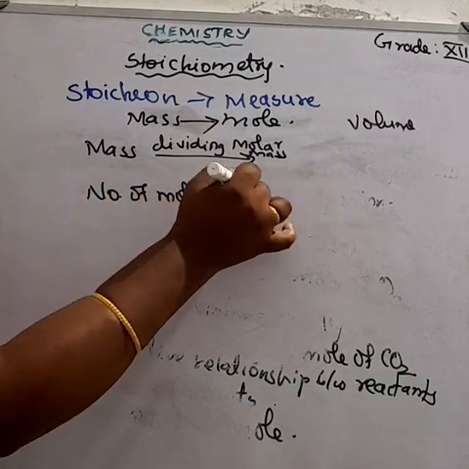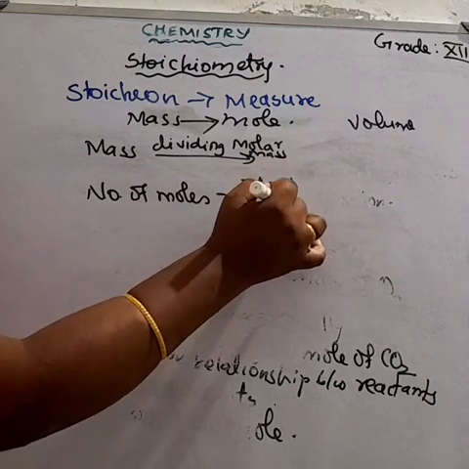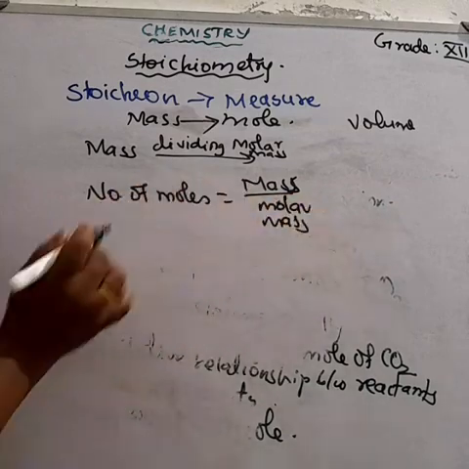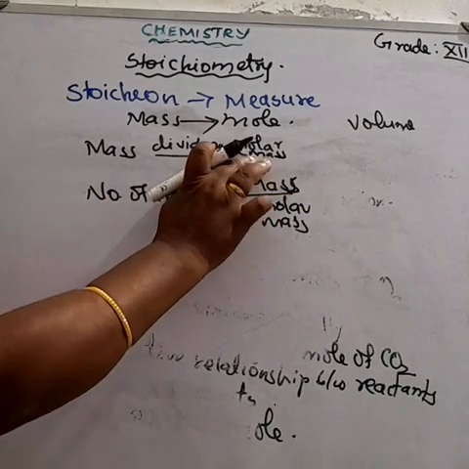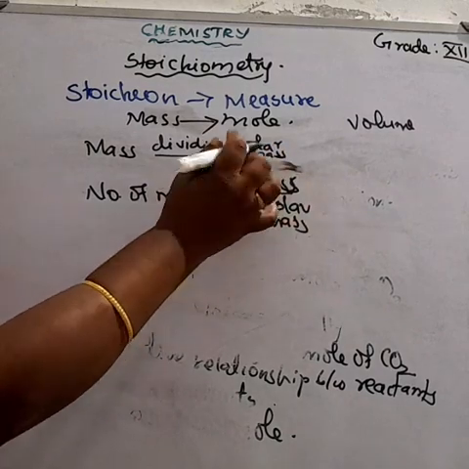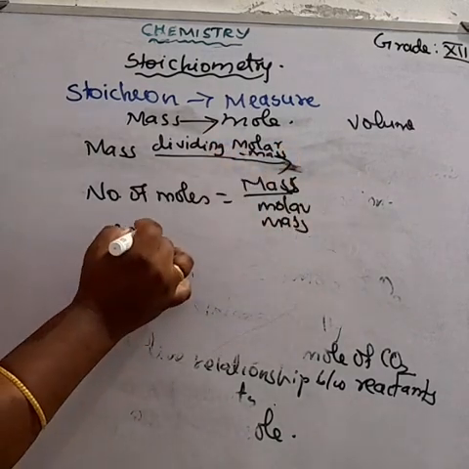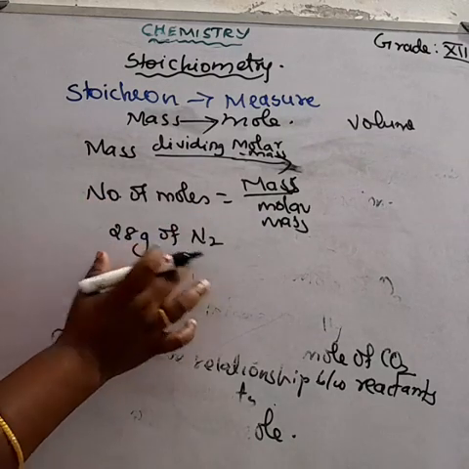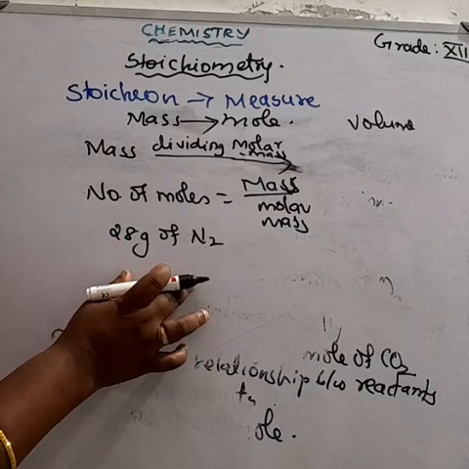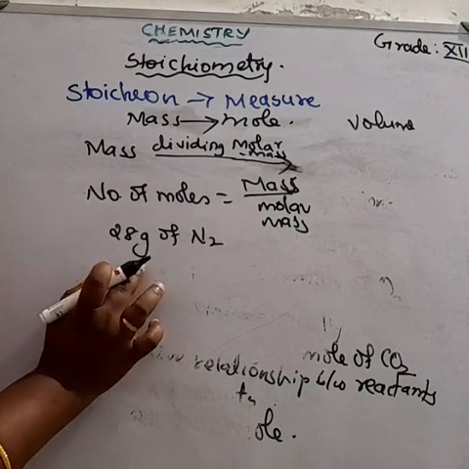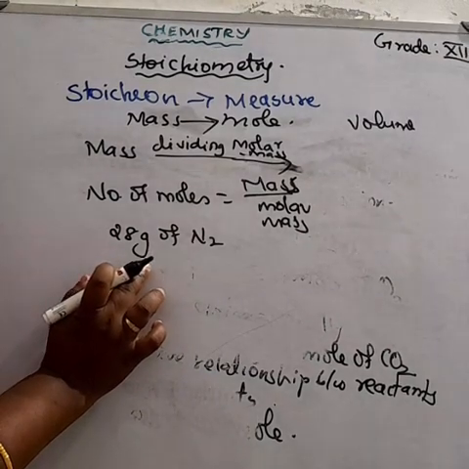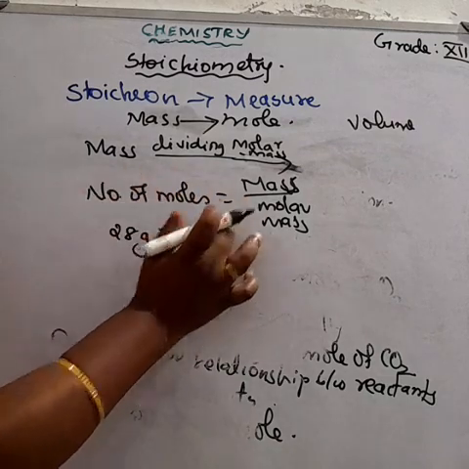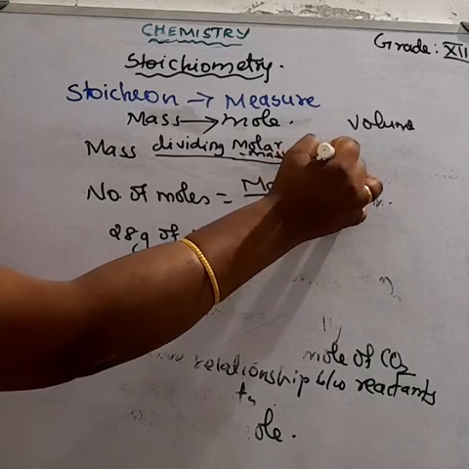How is it possible? I will explain one example: 28 gram of nitrogen. How can you convert it into moles? Gram means mass; gram is the unit of mass. So we divide the mass by molar mass and we get the number of moles.